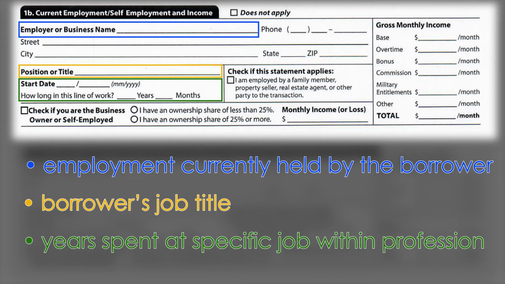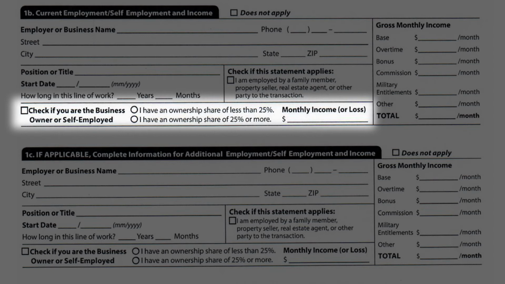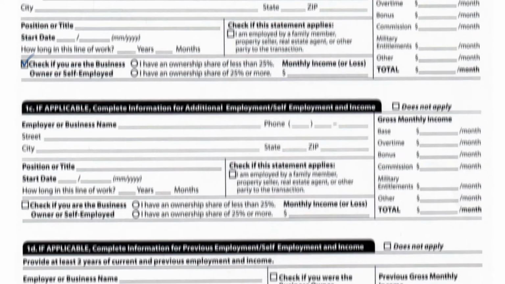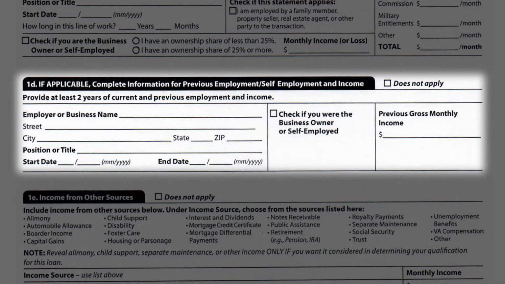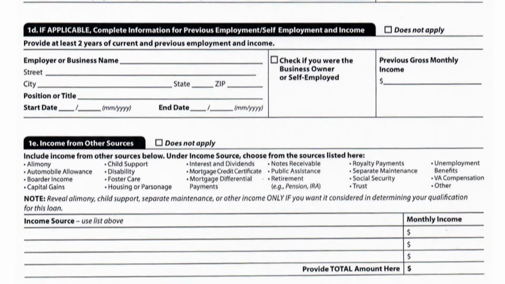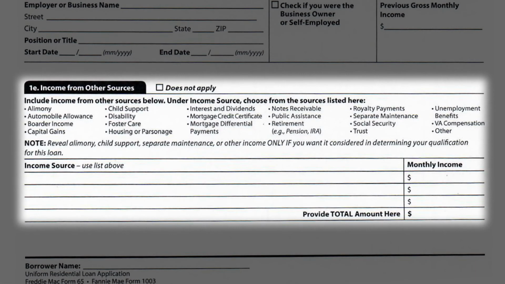If the borrower is self-employed, they indicate this by checking the self-employed box. Additional space is provided for the borrower to enter further or previous employment information if applicable. They may also note whether they receive income from other sources.